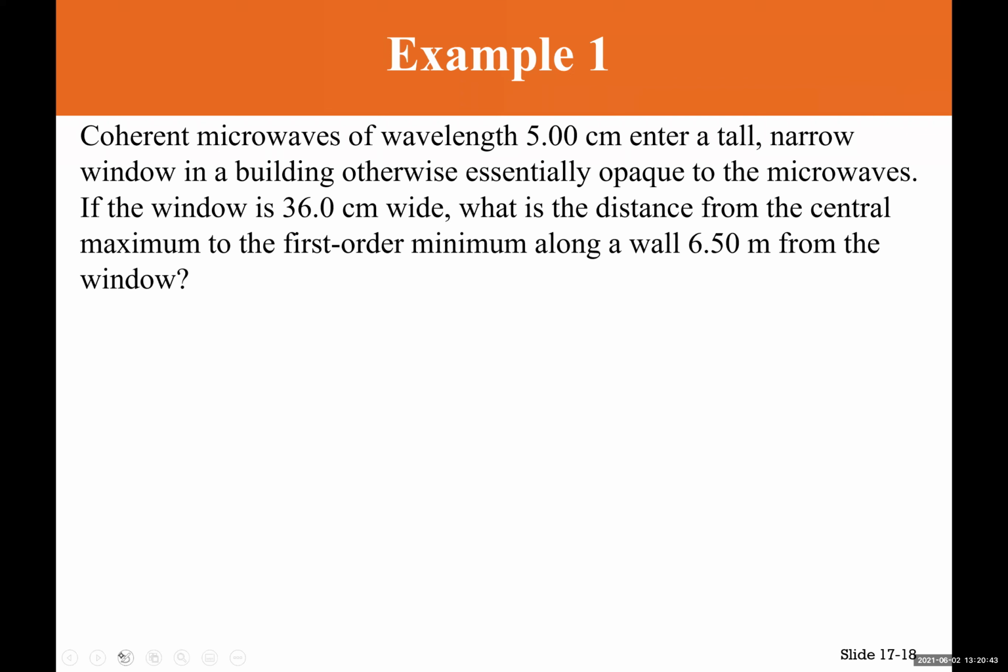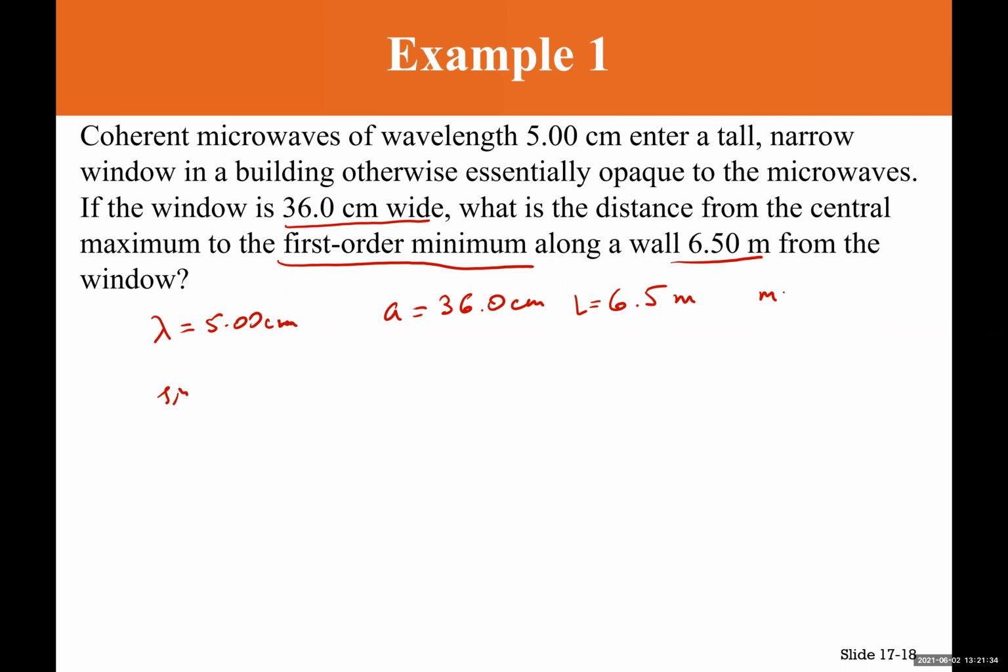All right, so what we can see from here is that we're given wavelength, which is 5 centimeters. We're given that the window is 36 centimeters wide. That means that's our a. And the wall here is 6.5 meters away from us, so that means that's our L. Then what we do here is, since we don't know if theta is going to be large or not, we go ahead and use this equation of sine of theta. We want to know the first order minimum, which means that m equals 1. So sine of theta equals m lambda over a.